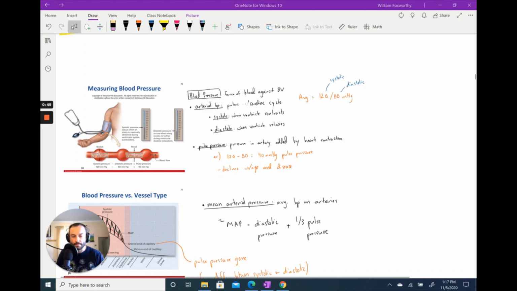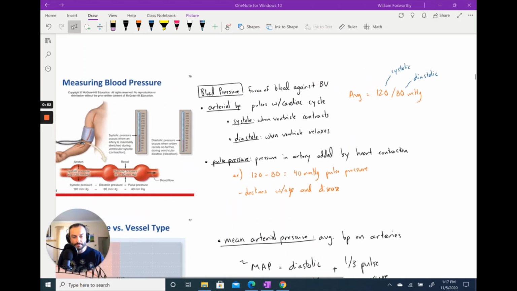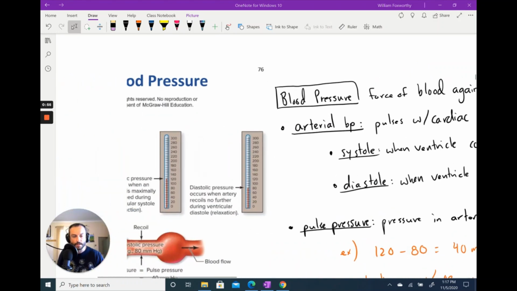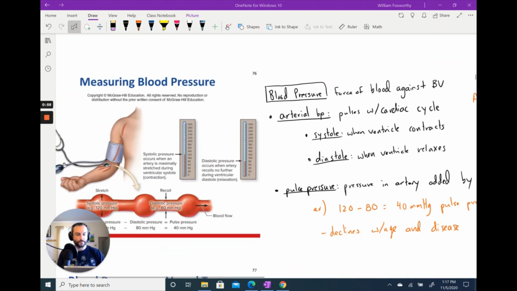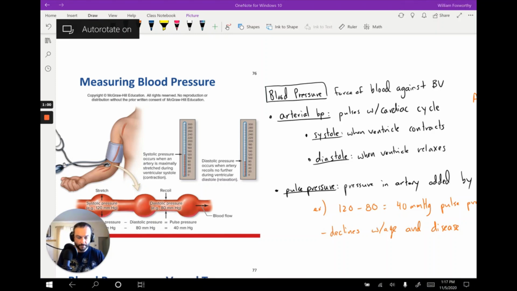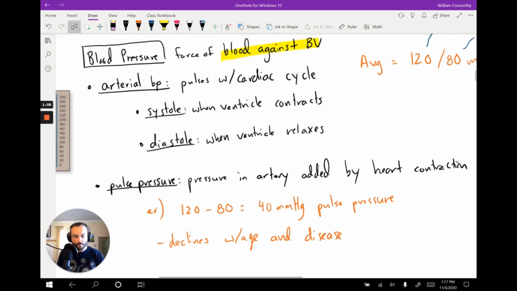So let's get started. In this video we're talking about blood pressure, and blood pressure is the force of blood against a blood vessel. And usually what we're measuring, what you would measure with a blood pressure cuff, is arterial blood pressure, which is the pressure in your arteries. And that makes sense, right? Because the pressure in your arteries is high, and the pressure in your veins is low, all the way down to zero by the time you get to your vena cava.